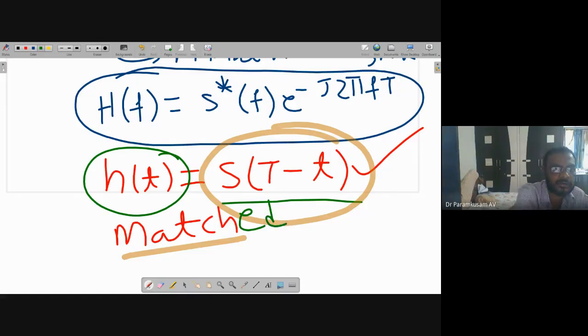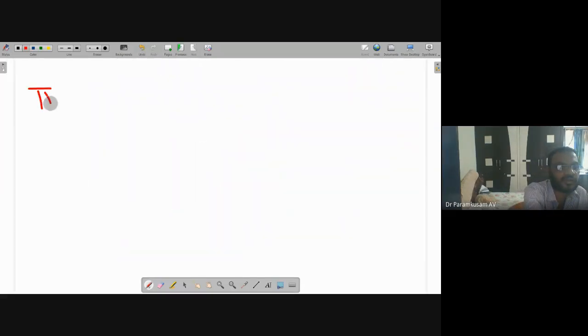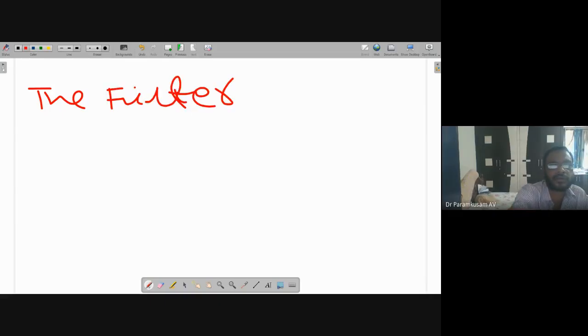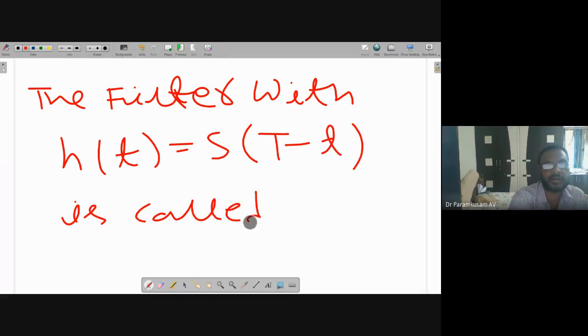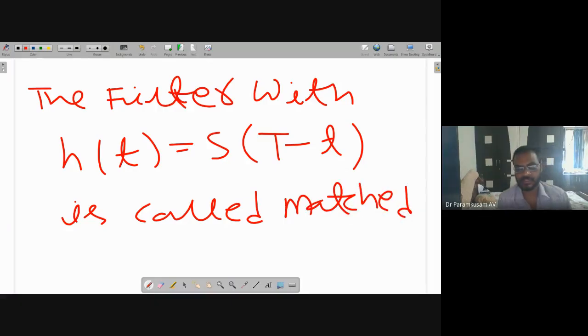Matched filter. So the filter with unit impulse response h of t equal to S of T minus t is called the matched filter. This is a very important concept in this subject, the matched filter.